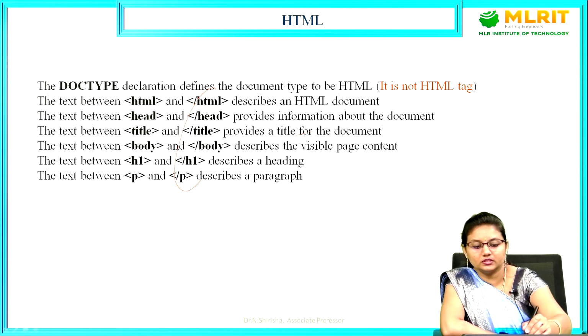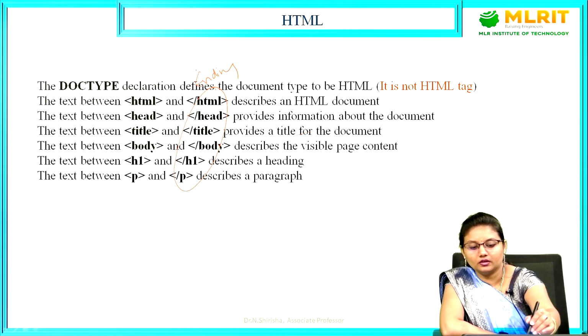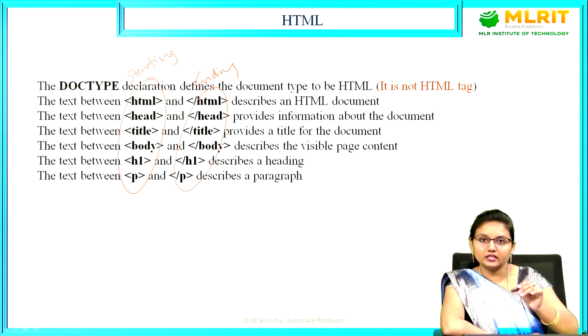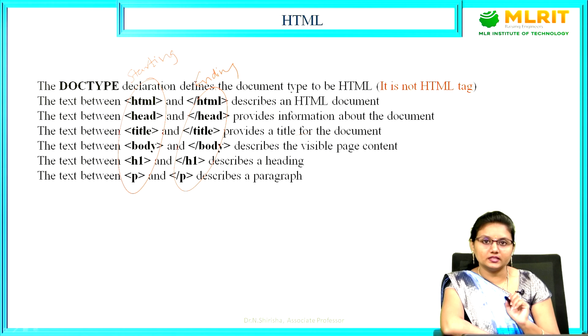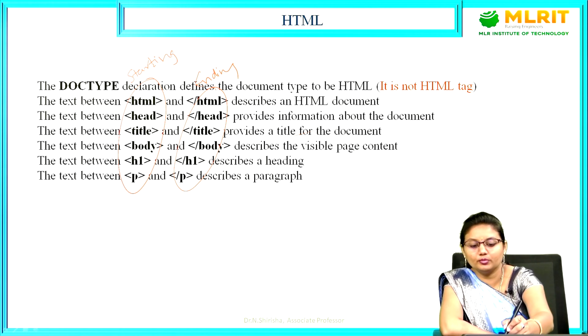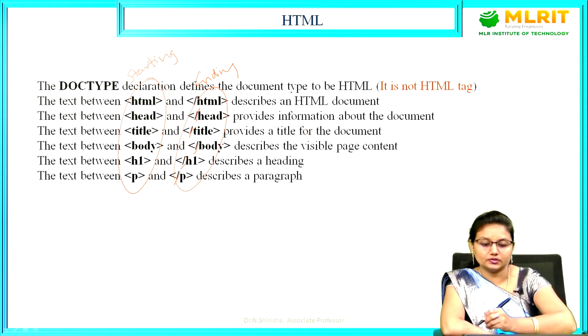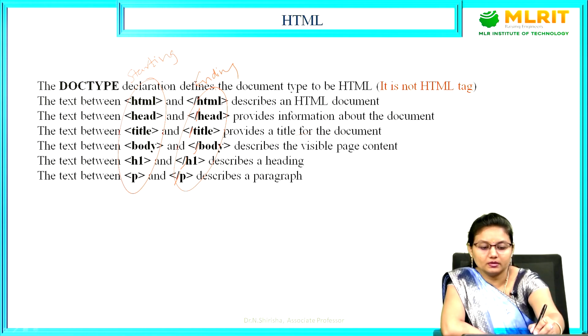So whatever this part is, all the ending tags, and whatever these parts we have, these are the starting tags. So starting and ending tags, every tag in HTML will have a starting tag and an ending tag. Starting tag will be written in between less than and greater than symbols. Wherever the ending tag is, you will have a forward slash. So in between this you will be describing. But what about the HTML tag? It defines the HTML document.